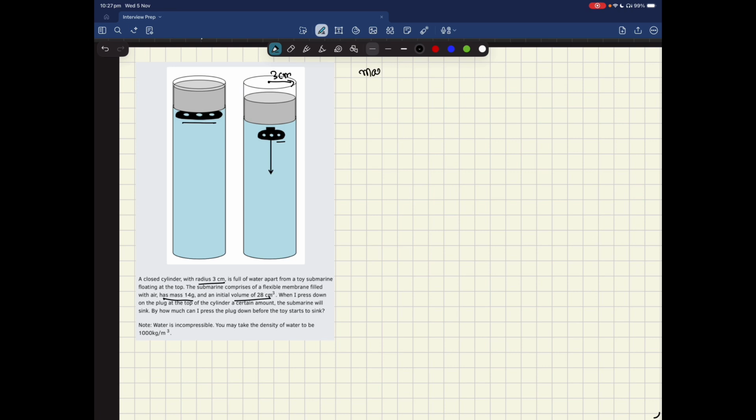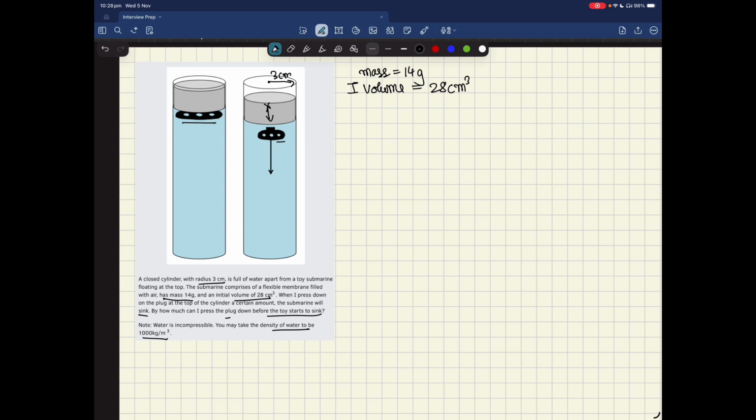So mass equals 14 grams and volume initial equals 28 centimeters cubed. When I press down on the plug at the top, so I exert a force downwards on the plug by a certain amount, the submarine will sink. But how much can I press the plug down before the toy starts to sink? Now the water is incompressible. You may take the density of the water to be 1,000 kilograms per meter cubed.